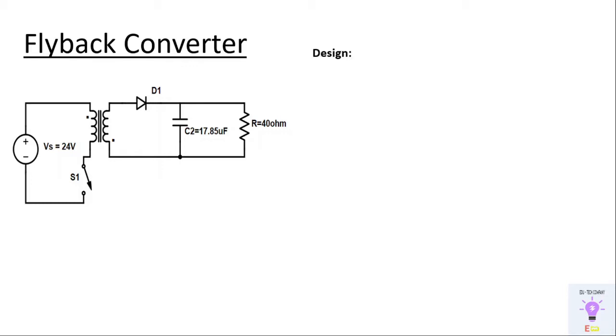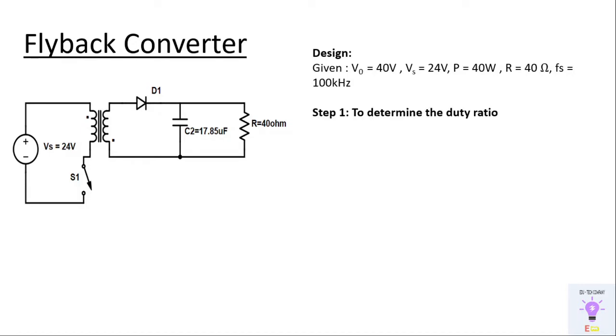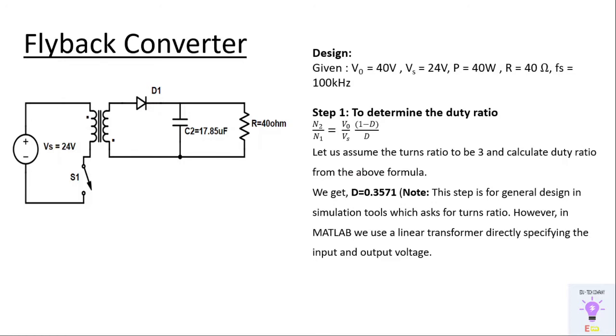So let's get into the design part of it. There are certain parameters that we need to assume before getting into the design. So these are the values that we are assuming. Step one is to determine the duty ratio. In order to determine the duty ratio, we have this formula. So let us assume a turns ratio of 3 and then find out the duty ratio. So we will be getting approximately 0.3571, that is 35.71 percent in this case.